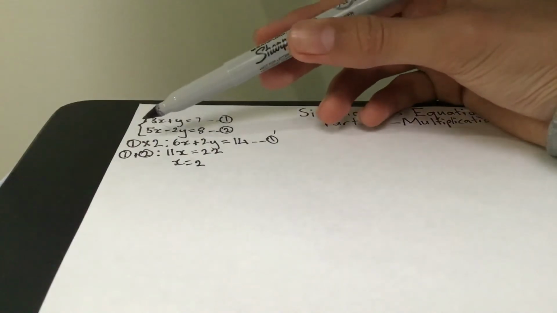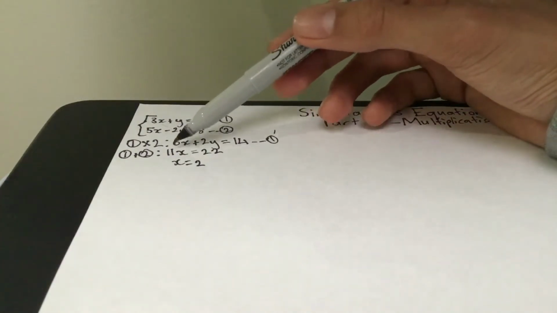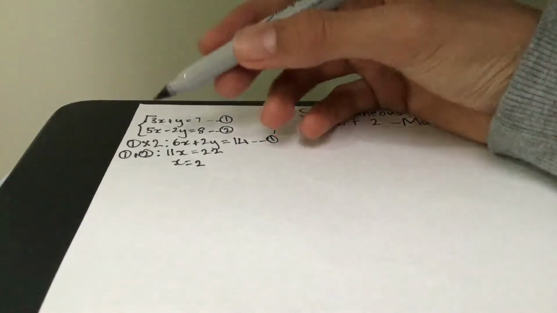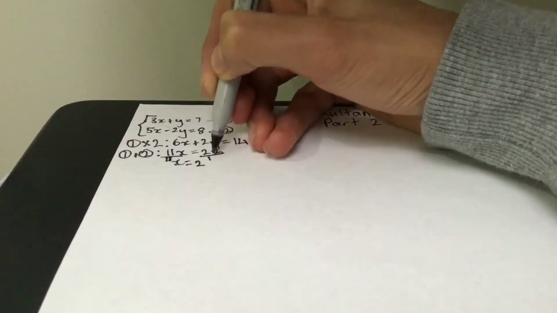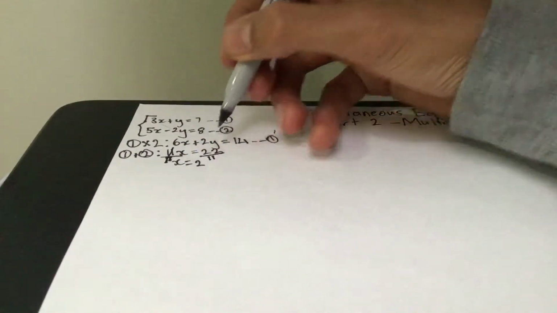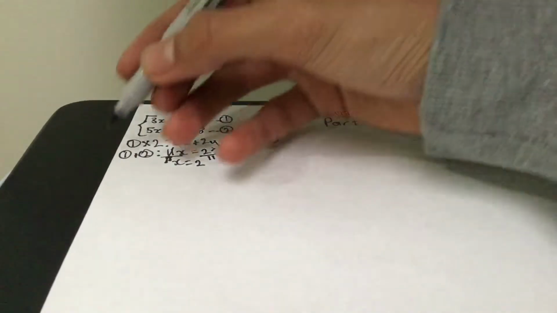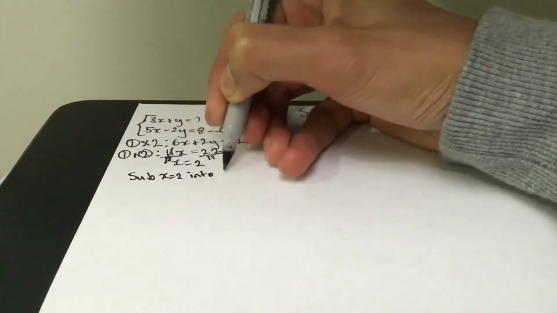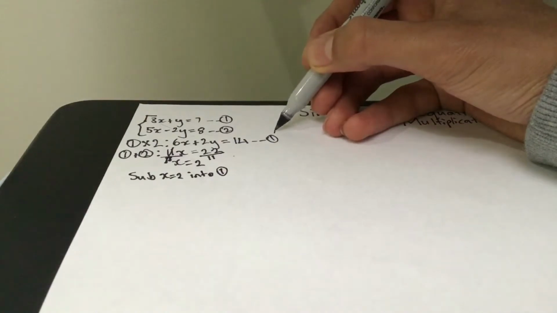The next step was to add equation 1 and equation 2. When we added this, we got 11x equals 22, and then we solved for x. I got 2 by dividing both sides by 11, which cancels that out, and we're left with 2. The next step is to substitute x equals 2 into either equation 1 or 2. Sub x equals 2 into equation 1. By the way, this is not equation 1, this is with the dash. This is equation 1.